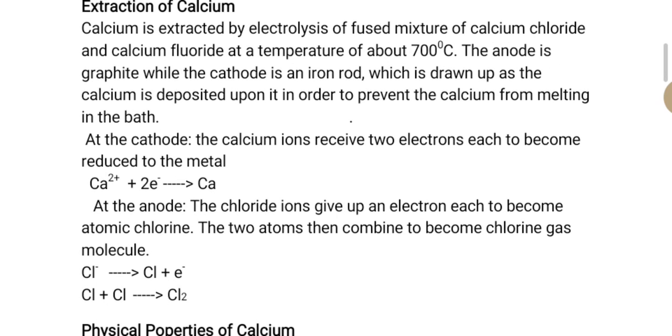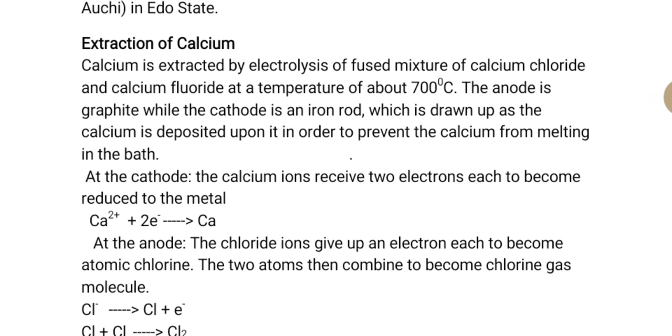Extraction of calcium. Calcium is extracted by electrolysis of a fused mixture of calcium chloride and calcium fluoride at a temperature of about 700 degrees Celsius. The anode is graphite, while the cathode is an iron rod, which is drawn up as the calcium is deposited upon it in order to prevent the calcium from melting in the bath.